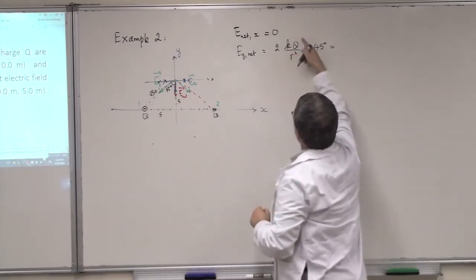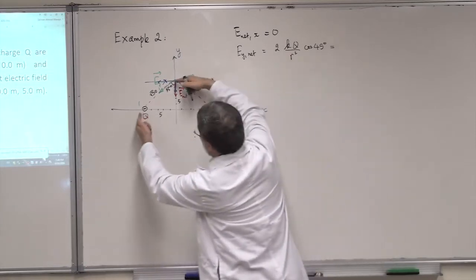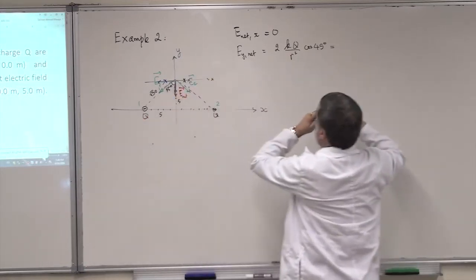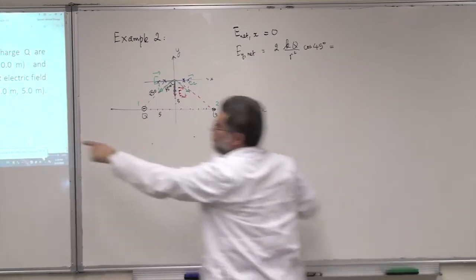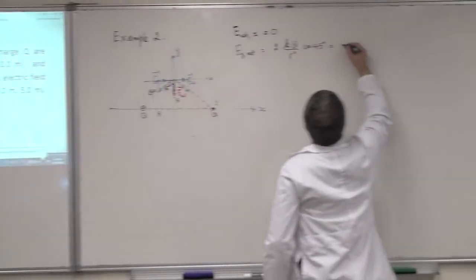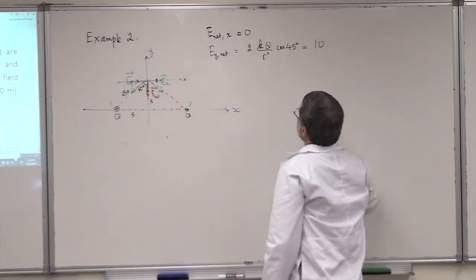So 2kq over r squared, the distance squared, times the cosine of the angle, gives you this y component. And this should be equal to what? It will be equal to 10, the magnitude of this vector here. That's 10 there. You can put here equal to 10.